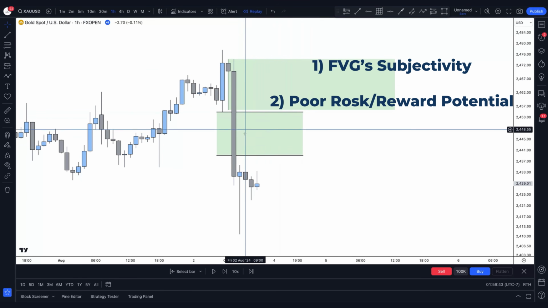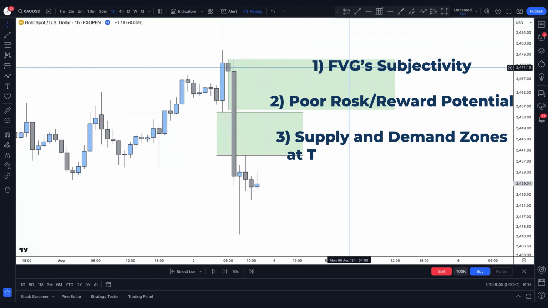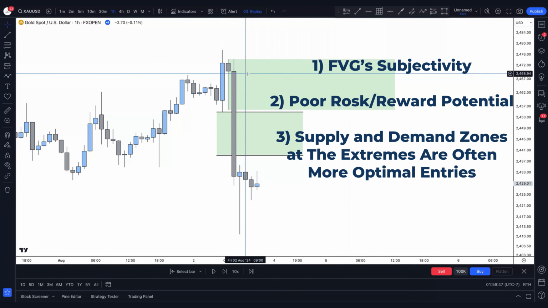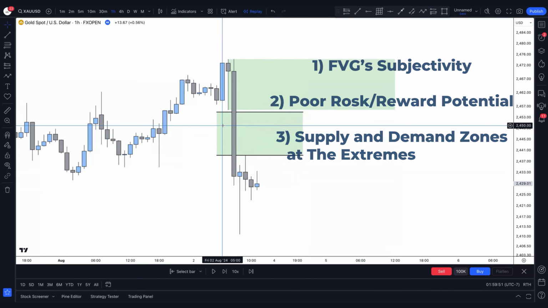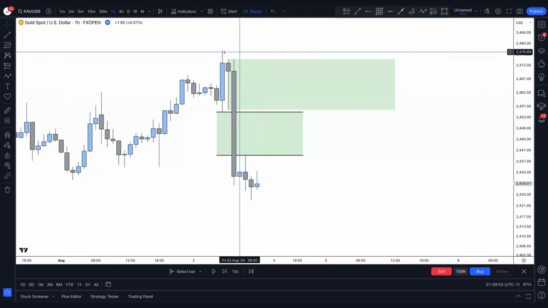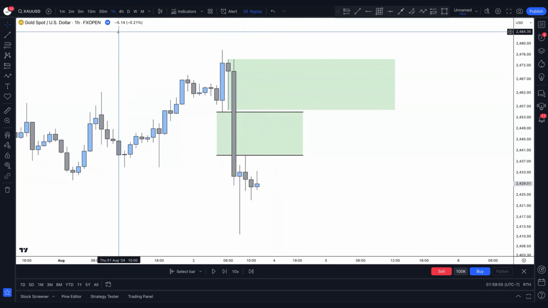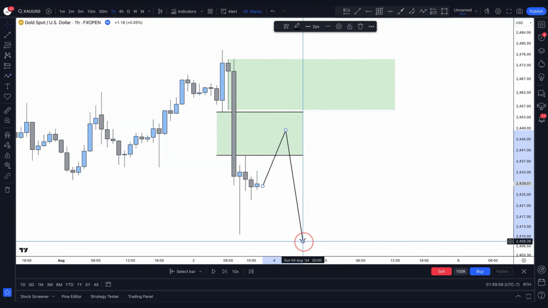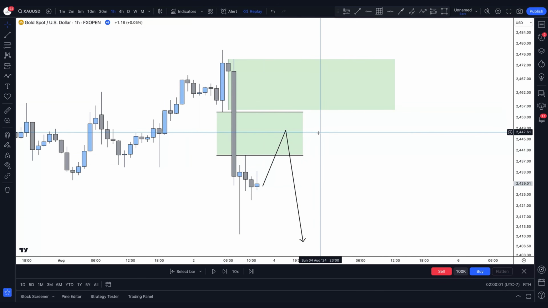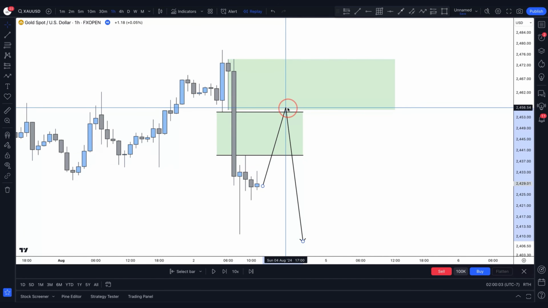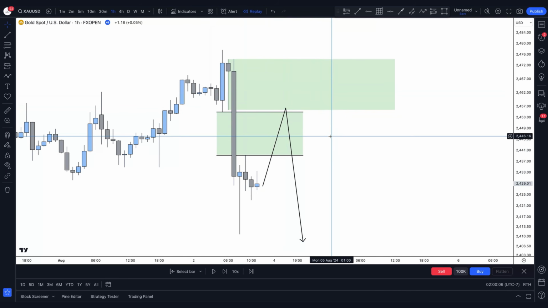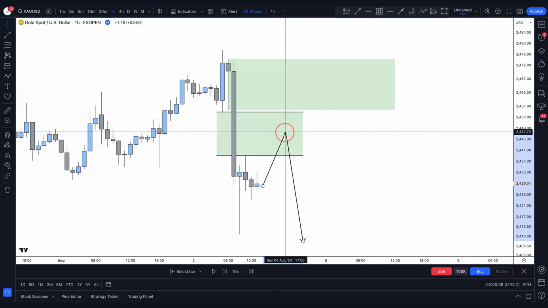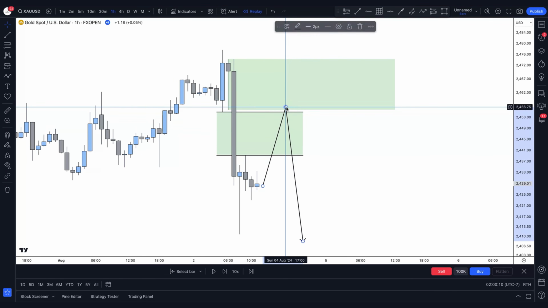And the third reason is simply that the supply and demand zones at the extremes generally come in as the more optimal entries. And I do see the majority of the time, these fair value gap trades are completely filled anyway. So people will enter from the fair value gap, they will win the trade, and they will put that down to the fair value gap. But when you look at their charts, they actually did get a supply or demand retest, meaning they could have just traded supply and demand instead and used the imbalance for a complete fill.